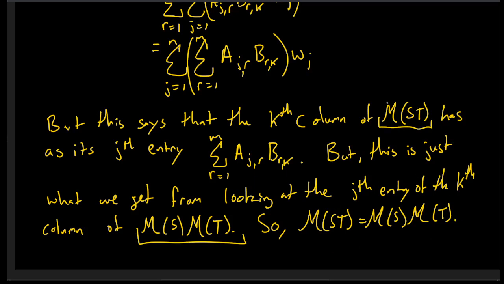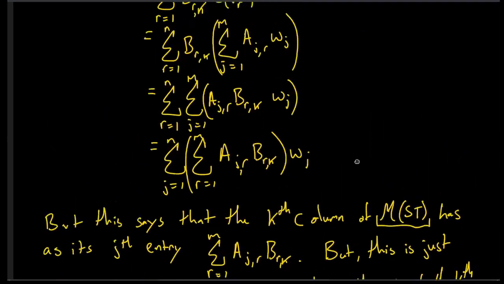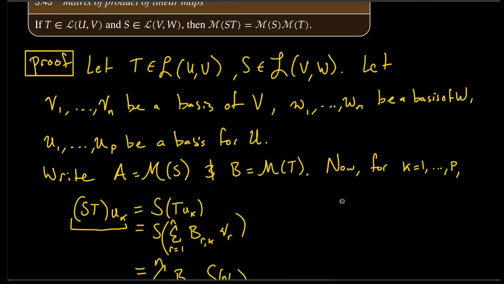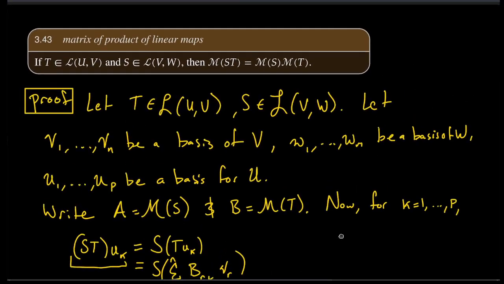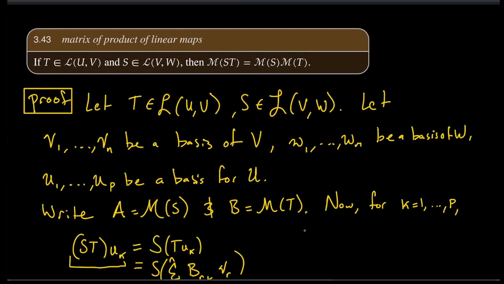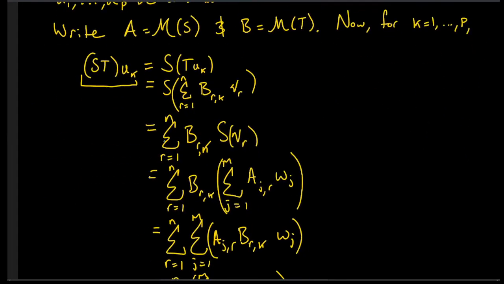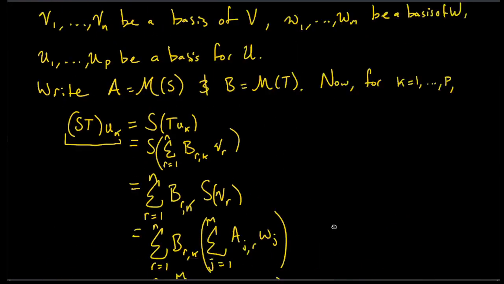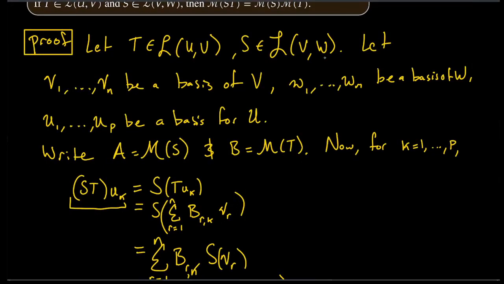Cool. This is an unfortunate type of proof. I think that these ones don't give a lot of intuition for what's going on, just because it's a lot of index chasing and just manipulating long sums. So I think that can sometimes throw people off in terms of their intuition. But basically, here's the whole idea. The matrix of ST just tells you how to write UK as a linear combination of the W's. That is the basis for what you get out.